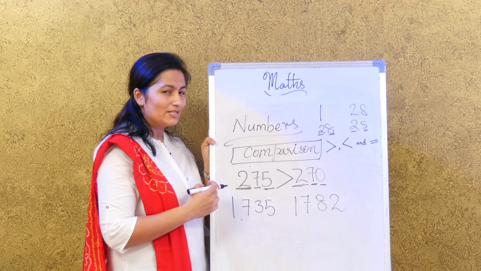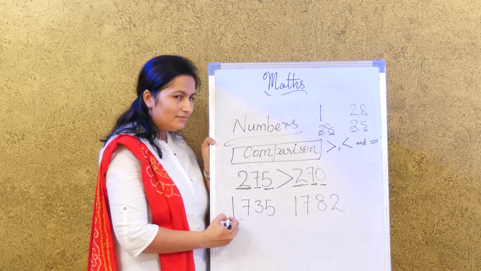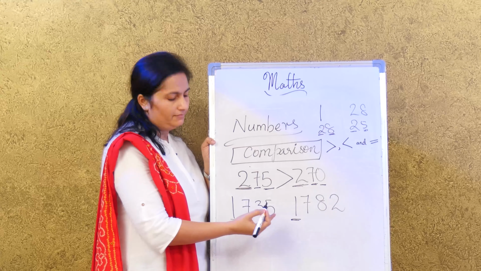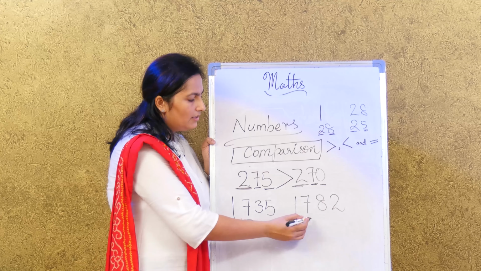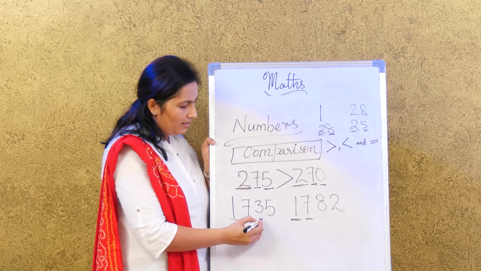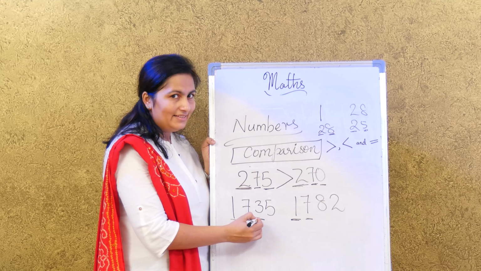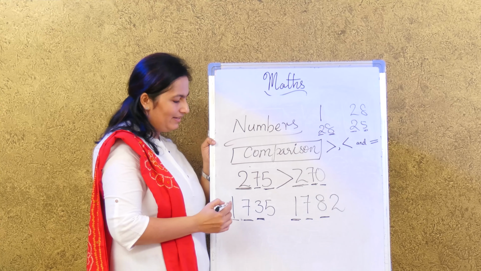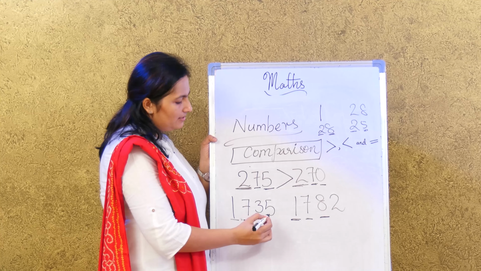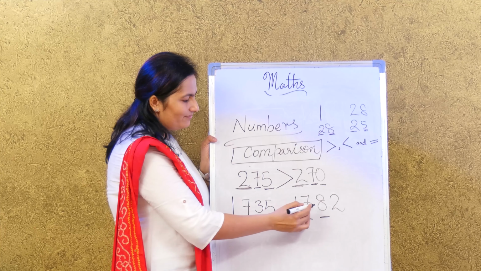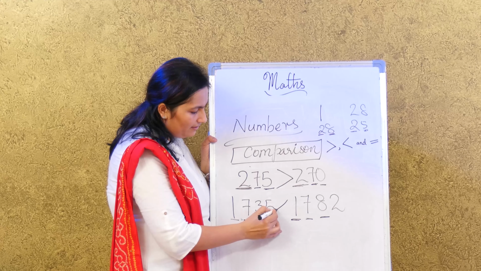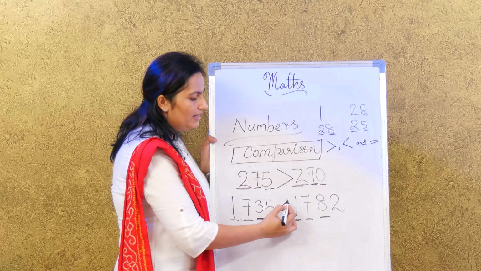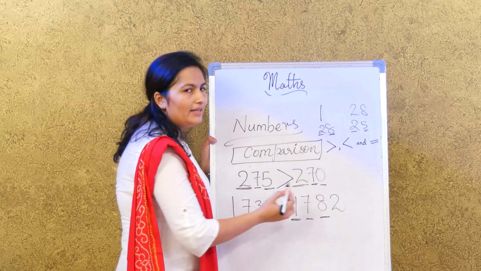So, that is when we use this technique: go from the 1000, same number, go to hundreds, again same number, go to tens, we got the answer. Okay. 3 is lesser than 8. So, we get 1735 is lesser than 1782.